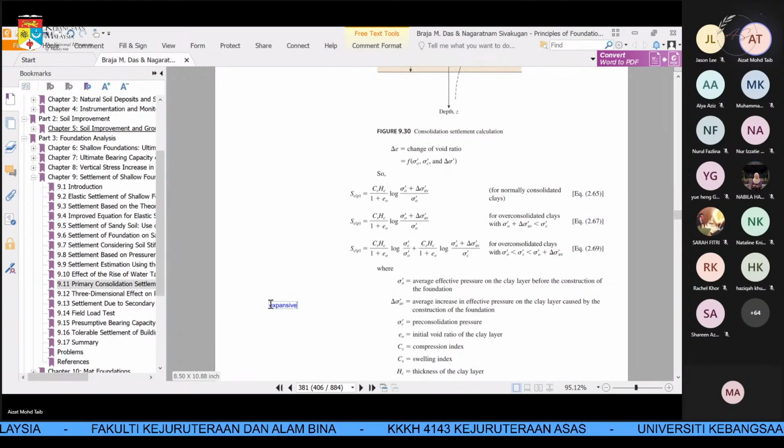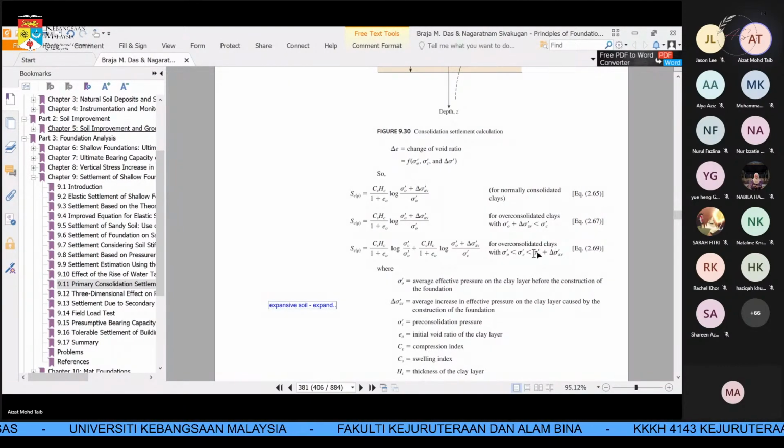Okay, expansive soil maksudnya dia boleh expand. Okay, so clay soil ni, dia boleh expand due to the increase of stress and the conditions of the water and dia punya void. Okay, so that's why dia ada compression index, dia ada swelling index.